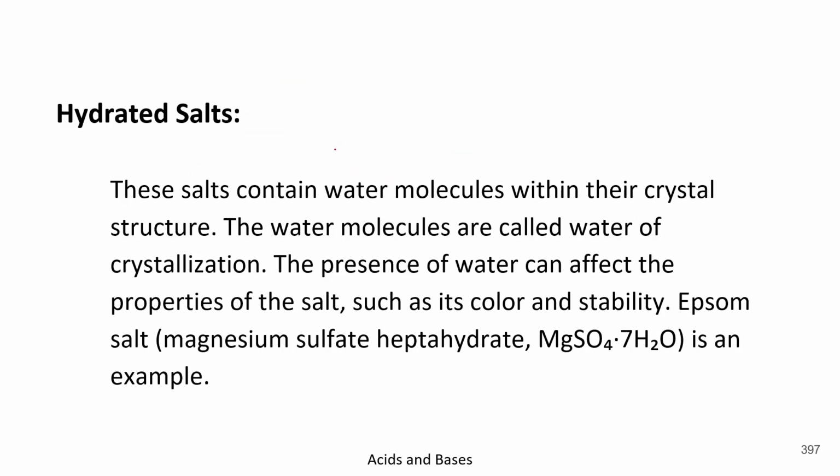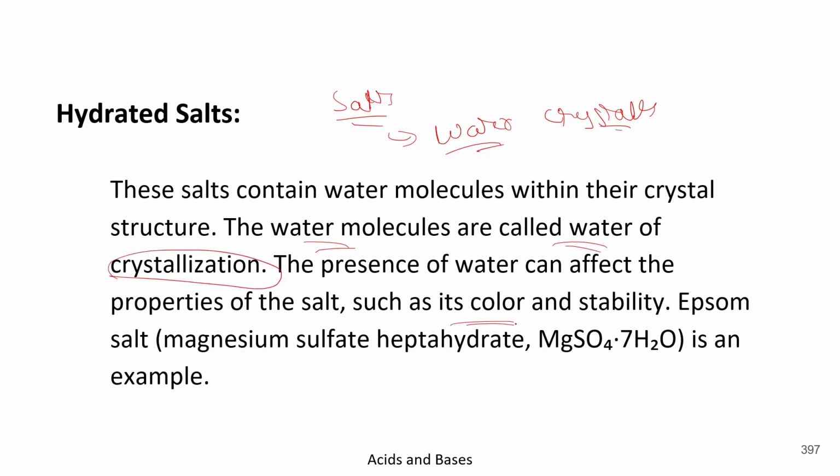Got it? Now let's move forward. Next is the hydrated salt, when in the salt there is a presence of water crystals. If that is there, then it will be a hydrated salt. The water molecules are basically called the water of crystallization. Got it? And this can affect the color and stability of the salt. The example of this is magnesium sulfate heptahydrate. This is an example of hydrated salts.